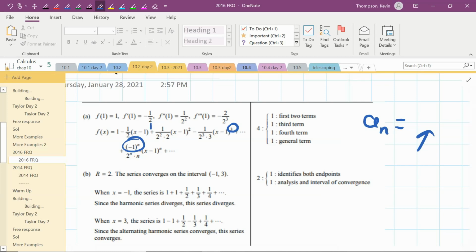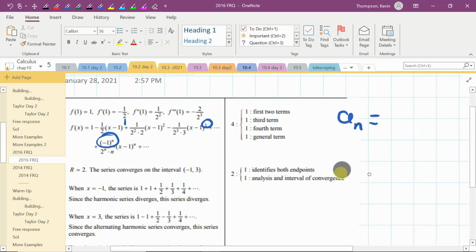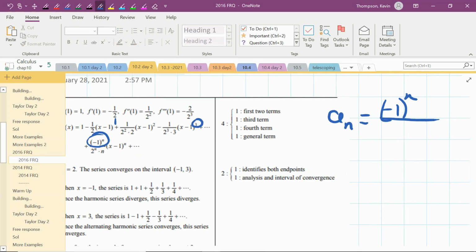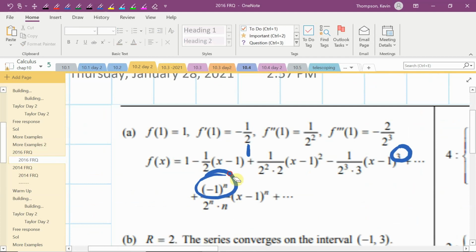Okay? So try to think about building these in steps. Don't try to write it all at once. So I'm going to try to make the negatives work. Okay, so now I've got the negatives working the way that I'm wanting. Well, they're all going to have this x minus 1 to the n. And then it's really just a matter of looking at these denominators.